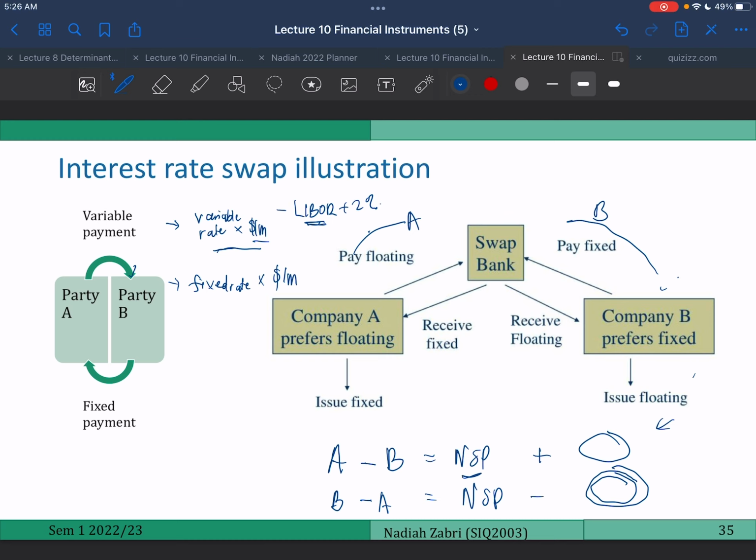Okay, one more thing. How do they set this variable rate and this fixed rate? There are a few ways. Sometimes they just try to set it so that it's a win-win situation for both, because of this swap, both will be better off. Or for SOA, they have a specific way that they set this fixed rate.